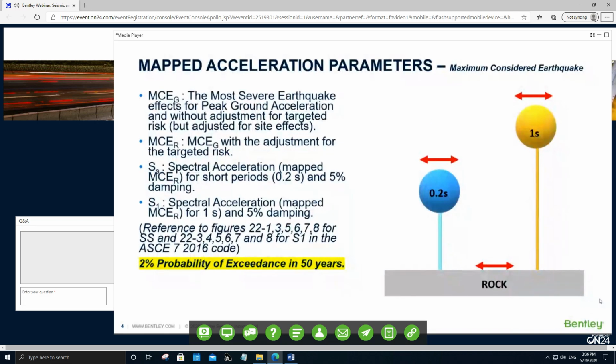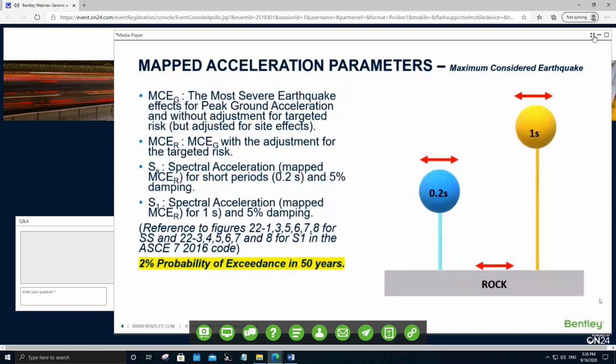Now let us start discussing the various terminologies of the code. We'll start off by discussing the Maximum Considered Earthquake, MCE in short, followed by the mapped acceleration parameters. The MCE in the ASCE code is defined in 2 ways. MCE with a subscript G, hereafter referred to as MCE_G, and MCE with subscript R, hereafter referred to as MCE_R.